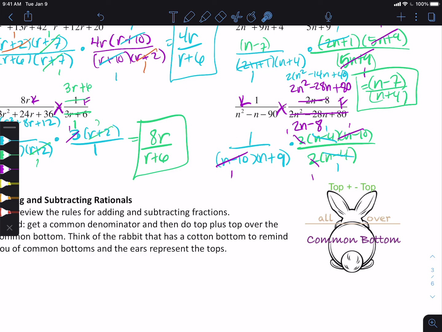So 1 times 1 times 1 times 1 is 1. On the bottom, 1 times n plus n times 1 is n plus 9. I don't think I said n plus 9, I said n plus something. It was 9 was what I was supposed to say. So then that gives us our answer.